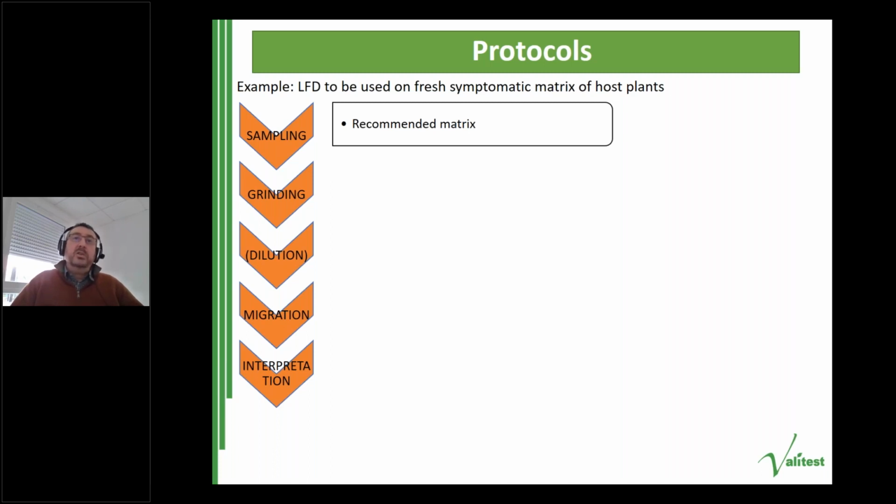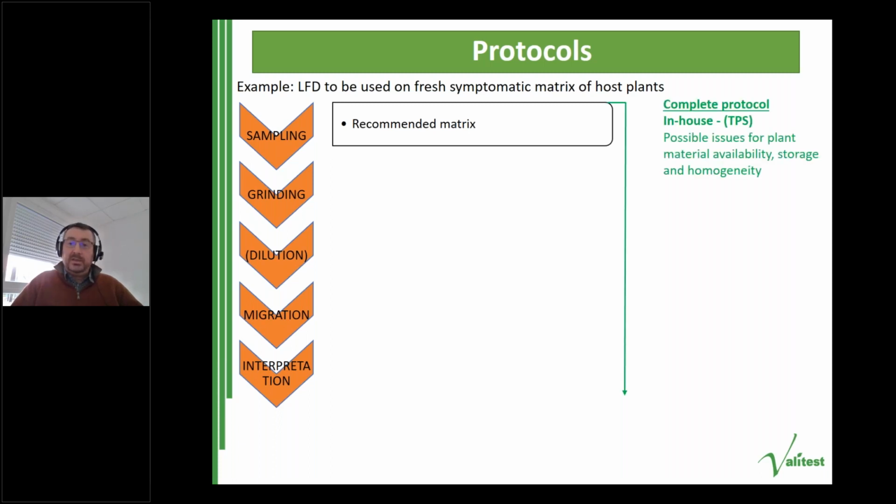The sampling should begin with the recommended matrix. In that case, you can decide to evaluate the complete protocol. Of course, it's more restricted to, let's say, in-house, because it's much more difficult for a TPS to organize a complete protocol evaluation. Nevertheless, you have possible issues for plant material availability, storage, and homogeneity of lots of samples.